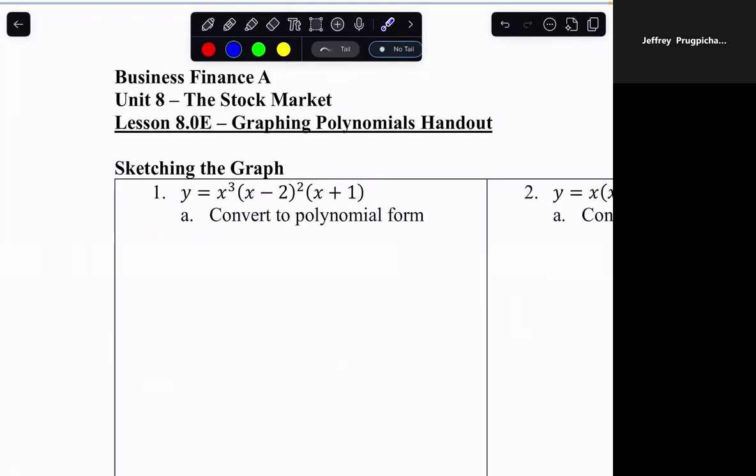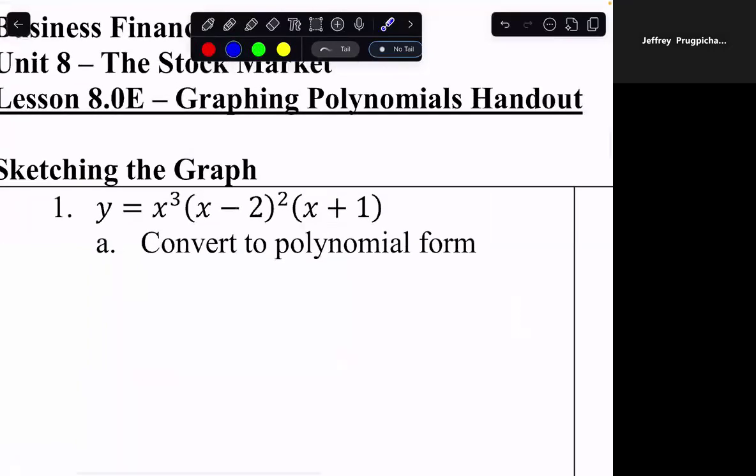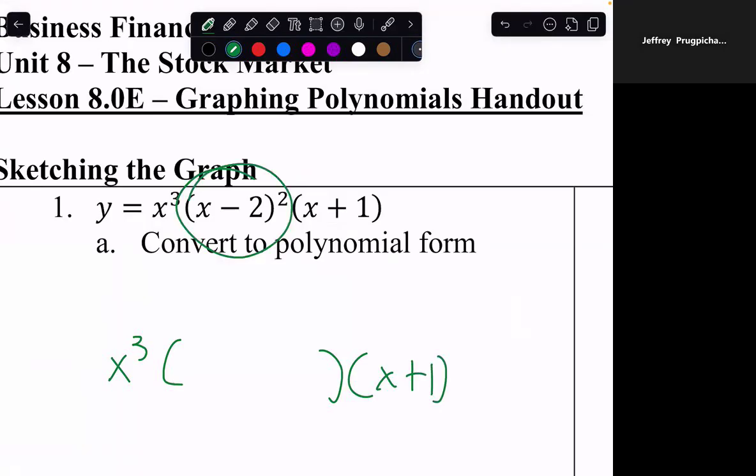Okay, so factored form is actually very useful, as we saw on the previous page, but let's just quickly practice how you convert it to polynomial form. There's several things to do, but for now, I'm going to keep the x cubed the same. I'm going to keep the x plus 1 the same. And I'm just going to focus on simplifying the x minus 2 squared right now.